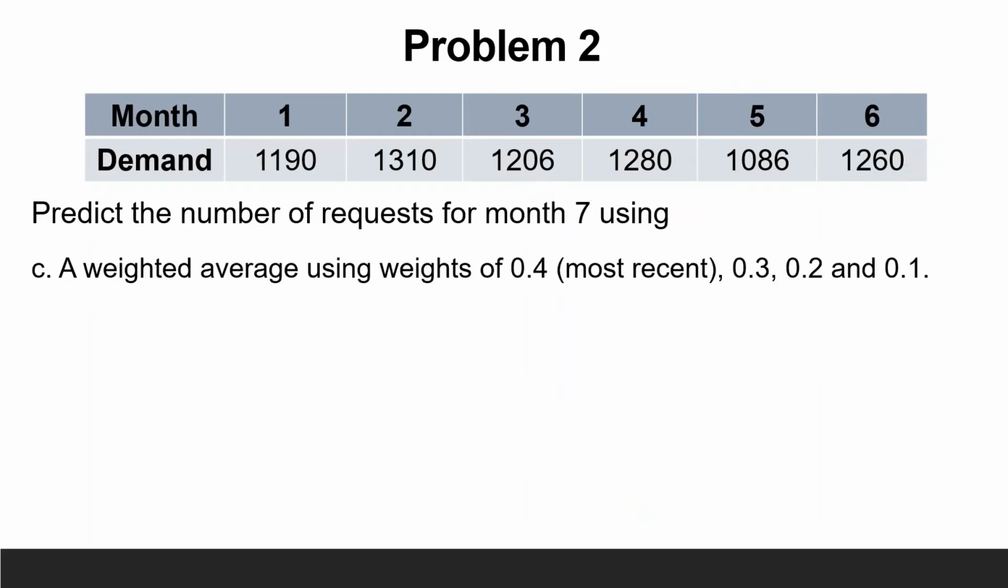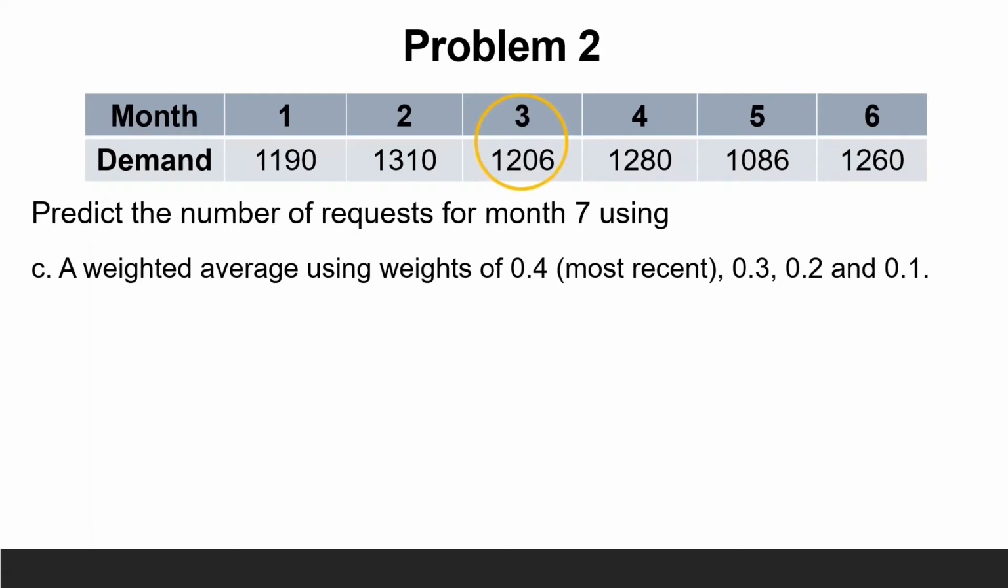The next is to calculate the forecast for month 7 using a weighted average using weights of 0.4, 0.3, 0.2 and 0.1. The highest weight is assigned to the most recent period, which is month 6, the weight of 0.3 for the previous period, month 5, the weight 0.2 for the previous period, month 4, and the lowest weight is for month 3.